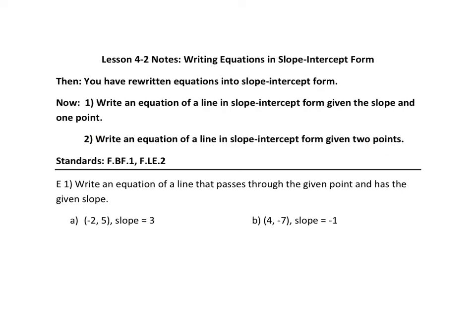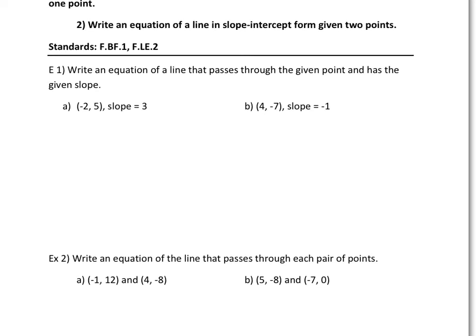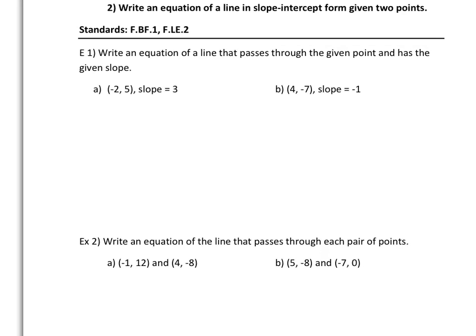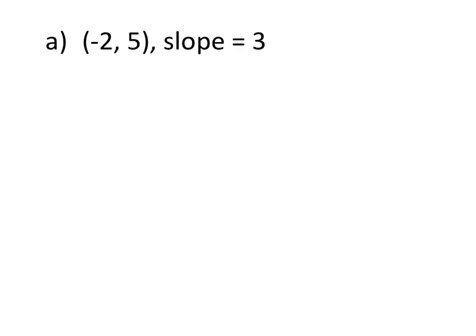Okay? All right, so when I look here in example 1, it says write an equation of a line that passes through the given point and has the given slope. So let's focus in here on A real quick. I have a coordinate point of -2, 5 and a slope of 3. Unlike when we just had m and b and could plug straight in, unfortunately here we're missing a b value. We don't have b. We have a slope and an xy coordinate point.